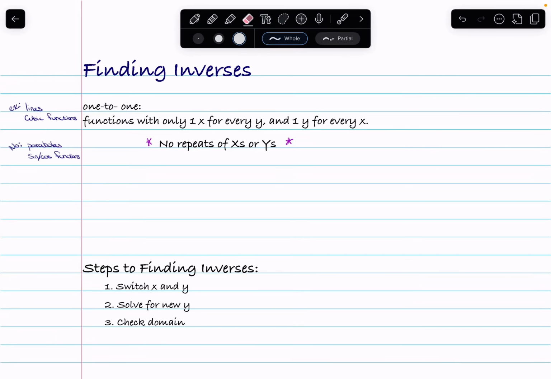So we're going to talk about finding inverses, okay? And in order to do that, we're first going to look at what functions make inverses, okay? The very specific ones are one-to-ones, all right? If you have a one-to-one function, that means you have one x for your y's and you have one y for your x, okay? You'll never repeat the same value in either your x values or your y values, okay?